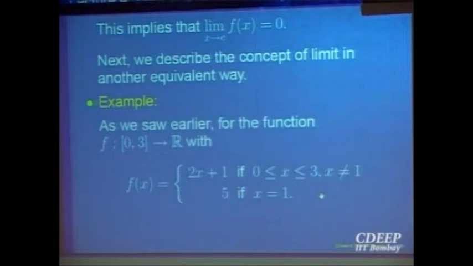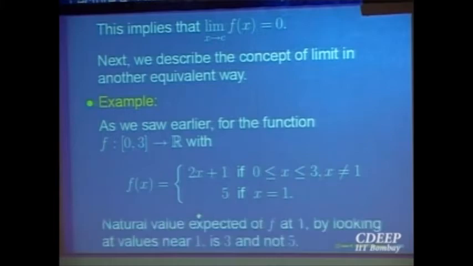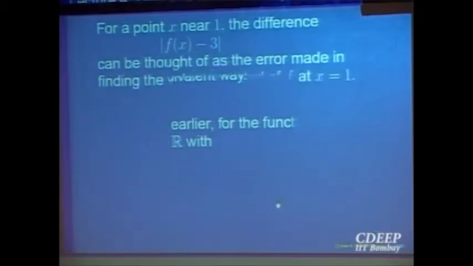I am going to keep the same example which we looked at for sequences. Same example, namely f(x) is equal to 2x plus 1 when x is between 0 and 3 but x not equal to 1, and it is 5 when x is equal to 1. We looked at the limit of this, and we said the natural value which we should predict for this function at the point x equal to 1 is 3 and not 5. So the natural value we predict is 3.